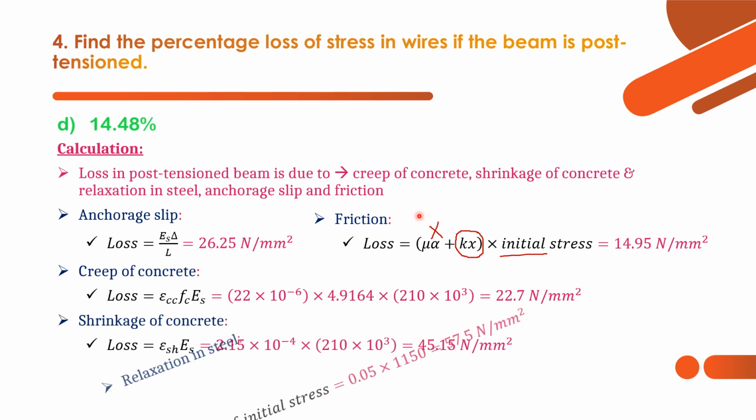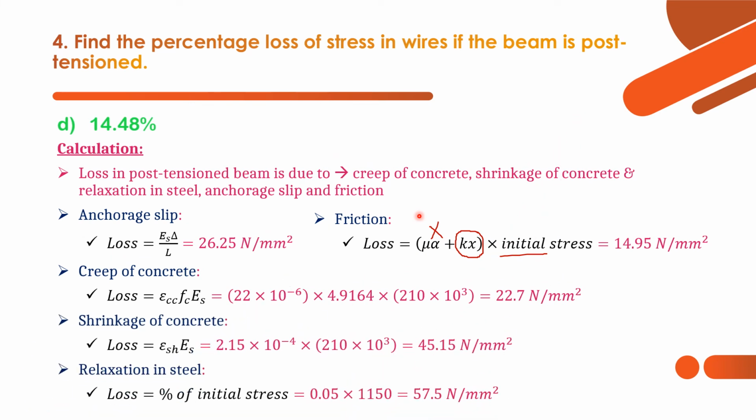And similarly, we have to consider creep of concrete, shrinkage of concrete, and relaxation in steel. The same approach has to be followed as we have dealt with in the pre-tensioned case. So loss is given by this formula: shrinkage strain into Es, and relaxation in steel as a percentage of initial stress. Here the value is different because in the given data they have given a separate value for the post-tension case. So that's why 2.15 into 10 power minus 4.